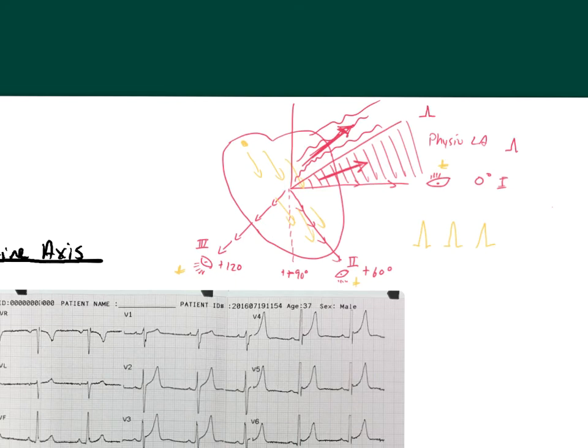Negative 30? No, positive 90, wasn't it? Positive 90 to 180, right in here, right? Okay, so with right axis deviation, what am I definitely headed toward? Lead 3, right? So you would expect lead 3 to be positively deflected, okay? What about lead 2? It can be either up or down. Okay. What about lead 1? Negatively deflected. It's definitely moving away from lead 1.